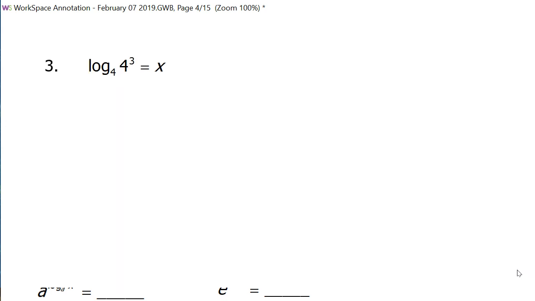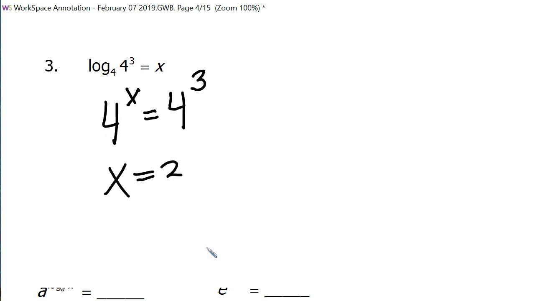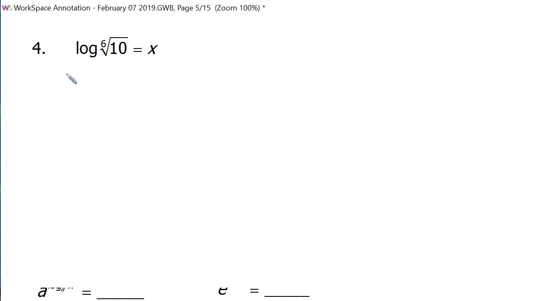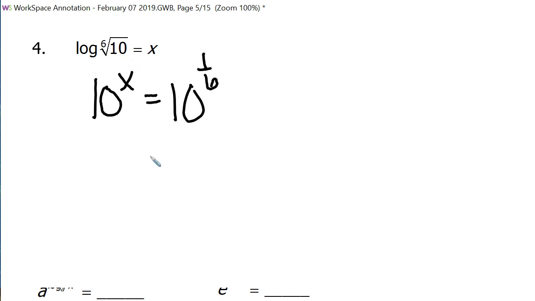Next one, what's the base? 4. What's the power? X. What does it equal? 4 to the third. So what's our answer? 3. X equals 3. Next one, what's the base? 10. What's the power? X. What does it equal? 10 to the 1/6 power. If you're taking the 6th root, that's the 1/6 power. So what's the answer? X equals 1/6.